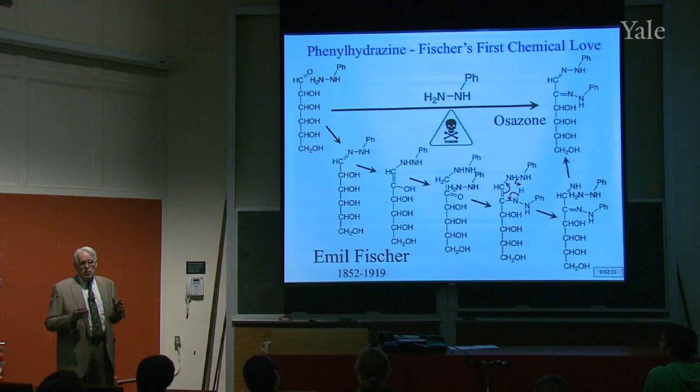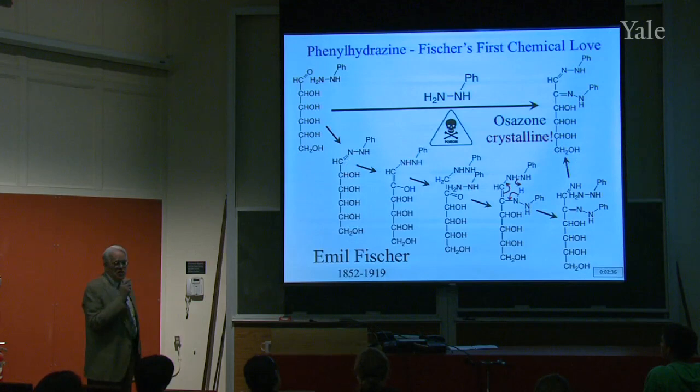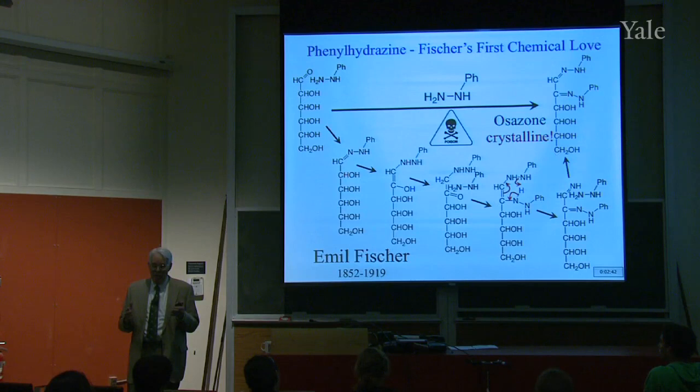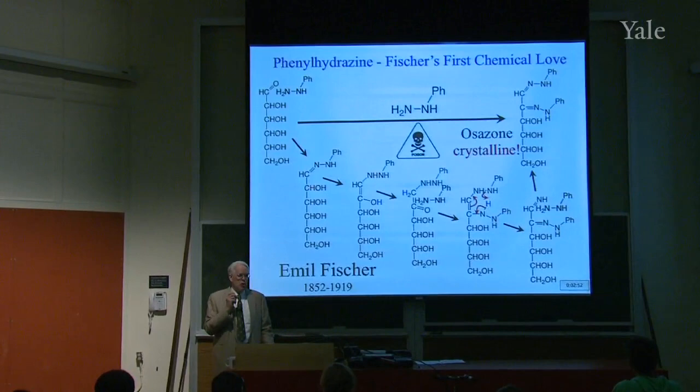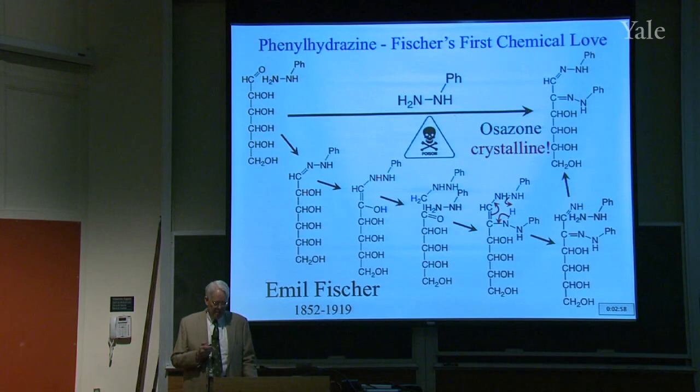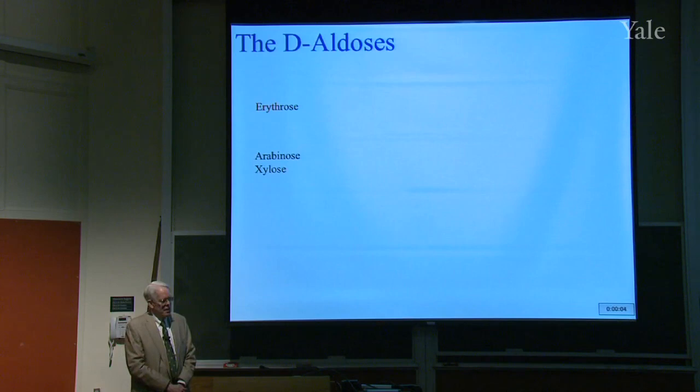But if it was so dangerous and he knew he was being poisoned, why did he like it so much? It was because osazones are crystalline. Remember, these sugars are always syrups and you can't do anything with them. But with crystals, you could purify and tell what things were, tell if one thing is the same as something else or different. So that was the beauty for him of phenylhydrazine, that you could make an osazone and identify things in sugar chemistry.